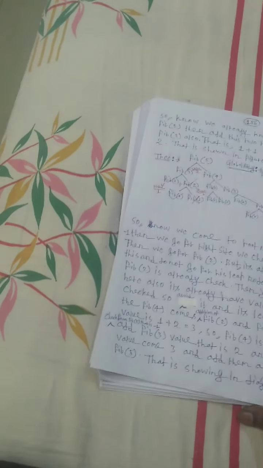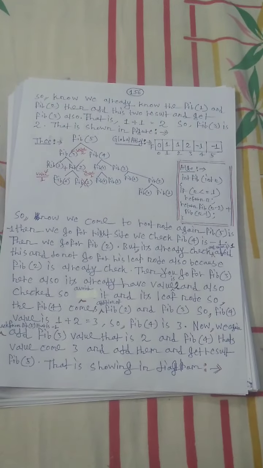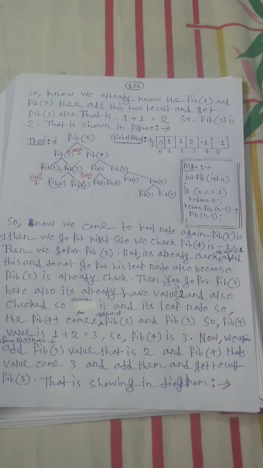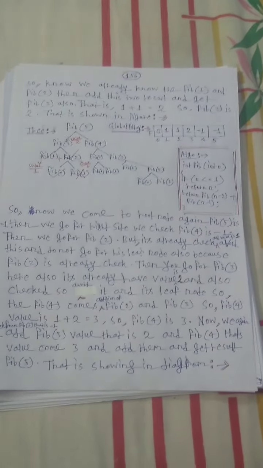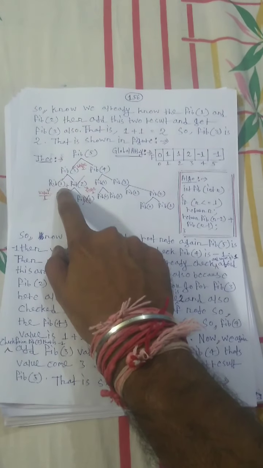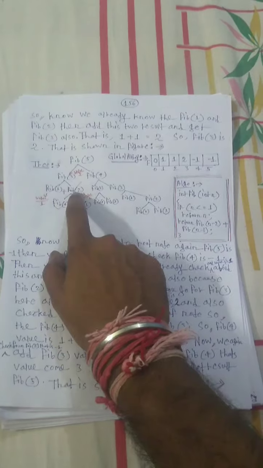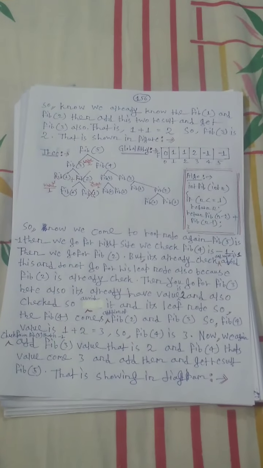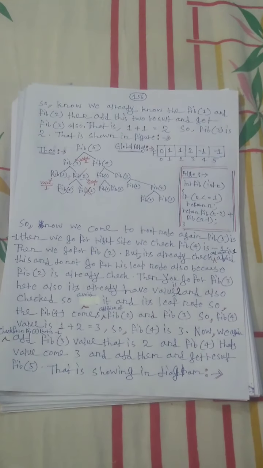Next, we already know fib 1 and fib 2, so we add these two results to get fib 3: 1 plus 1 is equal to 2. So fib 3 is now 2, because fib 1 and fib 2 are known. Fib 3 becomes 2, as shown in the figure.